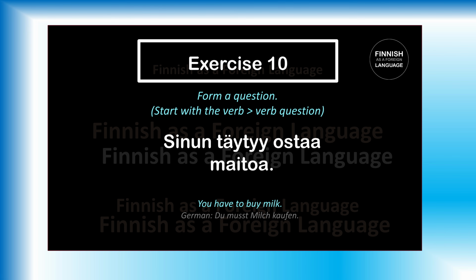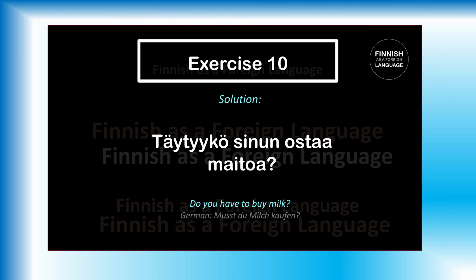Next one. The task here is to form a verb question out of it. Here's our sentence. Sinun täytyy ostaa maitoa. You have to buy milk. Now again, the task is to form a verb question out of it. That's right, the answer is täytyykö sinun ostaa maitoa? Do you have to buy milk?